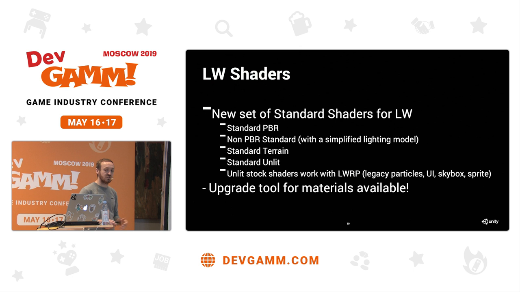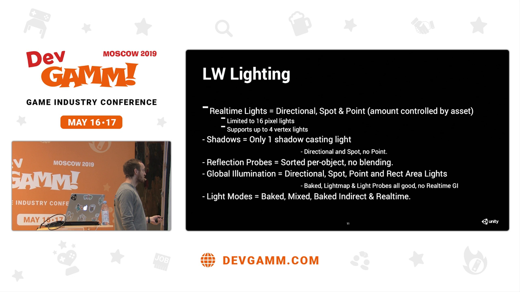So, what actually does it include for lighting? We still have real-time lights, directional, spot, and point, and these can be controlled by the script to render pipeline asset, which I'm going to talk about a bit later. This is limited to 16 pixel lights in your scene. It doesn't mean that you can only have 16 lights. You could have hundreds of lights, but the only lights that will actually be rendered and enabled will be the ones closest to the camera.